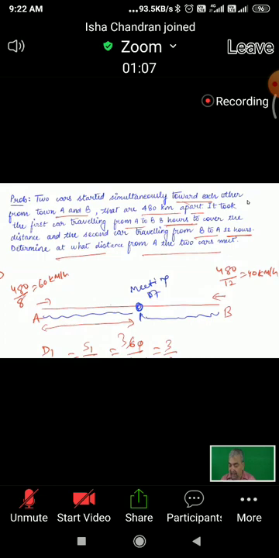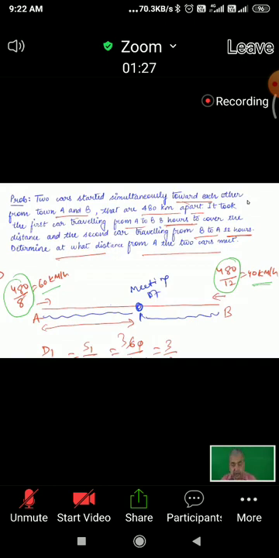The car from A takes 8 hours to reach B. So the speed of car from A will be 480 by 8, that is 60 km per hour. And car from B takes 12 hours to reach A. So the speed of car from B will be 480 by 12, that is 40 km per hour.